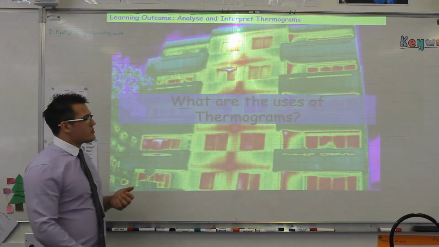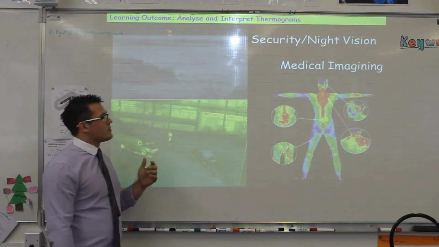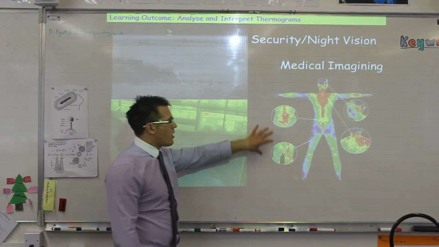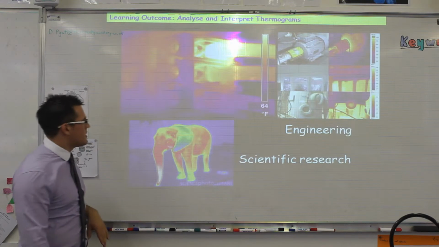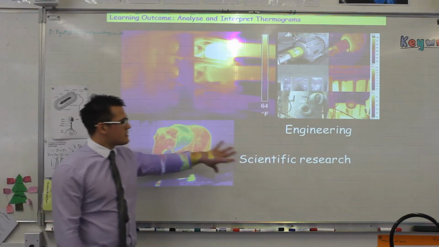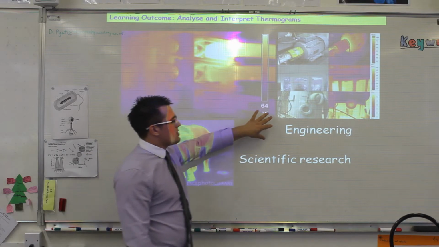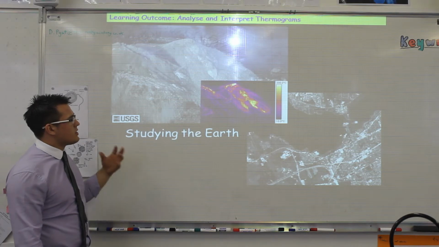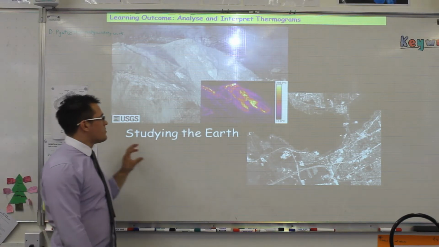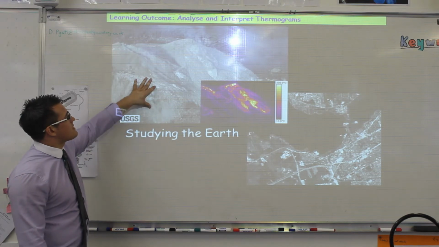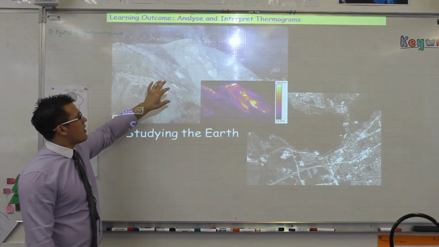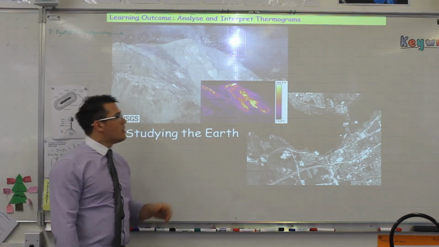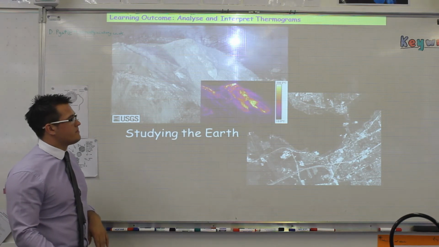The uses of thermograms you need to be able to recognise. So the main uses of thermograms is we can use them for security or for night vision. We can use them for medical imaging to spot hot spots in the body, not just for human beings, but also for other animals, which can then link that to scientific research. And we can also use it in engineering to spot faults in machinery. The last main use is we can use it for earth science, to survey the earth and identify, in this case, the fact that underneath this volcano there is a significant amount of movement due to lava, which obviously from the surface is not visible.